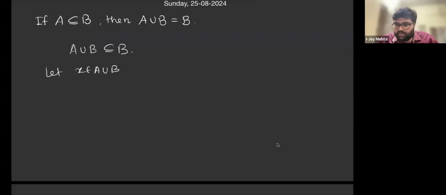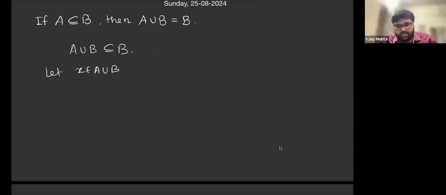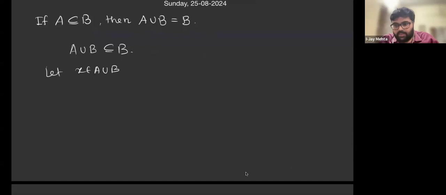Maharshi, you want to continue? Yes, sir. So if X belongs to A or X belongs to B, since A is a subset of B, X belongs to A implies X belongs to B. Good. So X belongs to B. So A union B is a subset of B. And then the next step. Aska, next step.